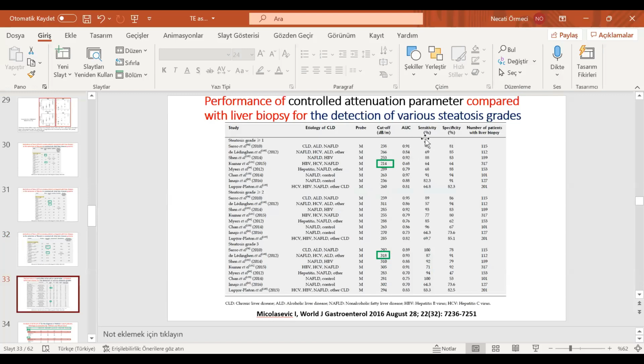The performance of controlled attenuation parameter compared with liver biopsy for the detection of various steatosis grades: you see there are huge differences between the researchers, 214 to 318. Of course, this kind of variability depends on the etiological diseases, for example, hepatitis B alone or hepatitis B with steatosis, hepatitis C alone or hepatitis C plus steatosis, or alcoholic disease together with diabetes or obesity. It depends on the conditions. Because of that, CAP shows huge differences.